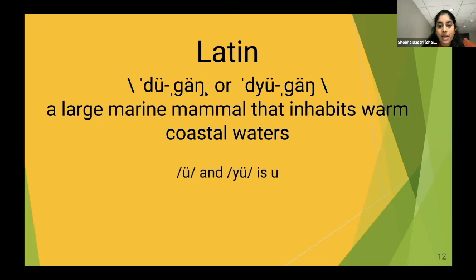Great. So the hint we have is that the U sound is spelled with the U. And so then we get the correct spelling that most people have guessed, which is D-U-G-O-N-G for dugong.